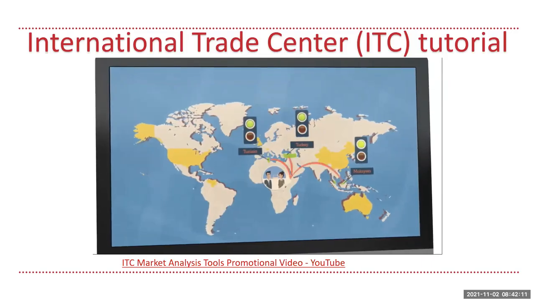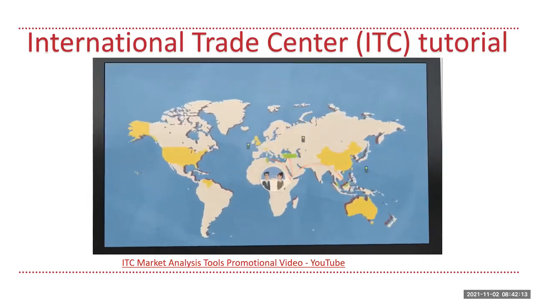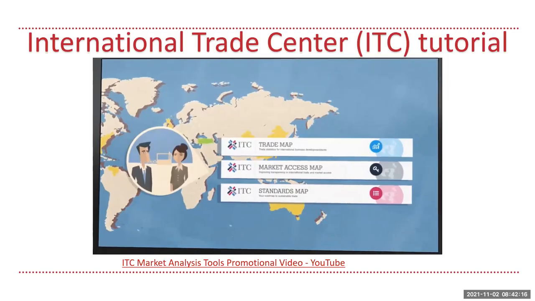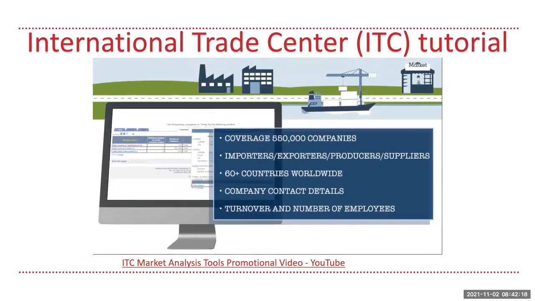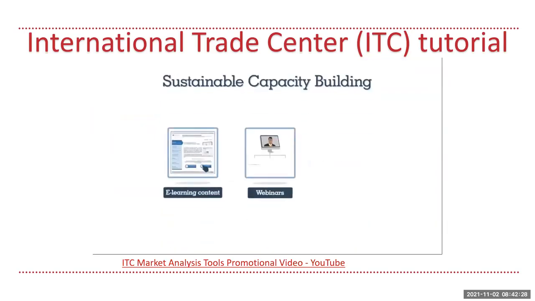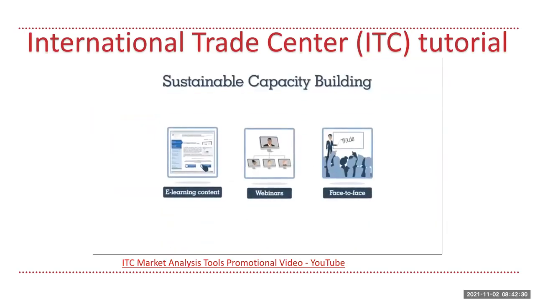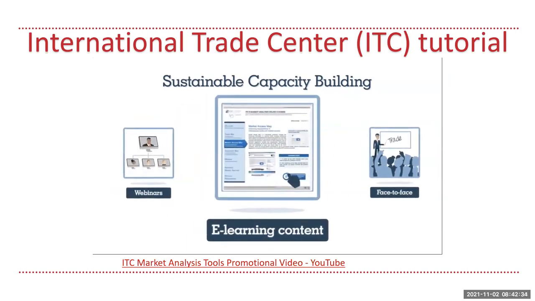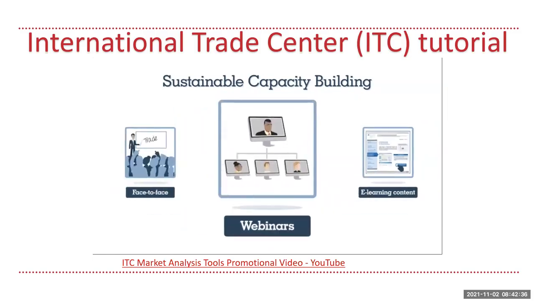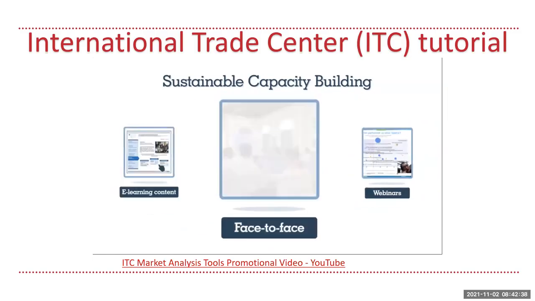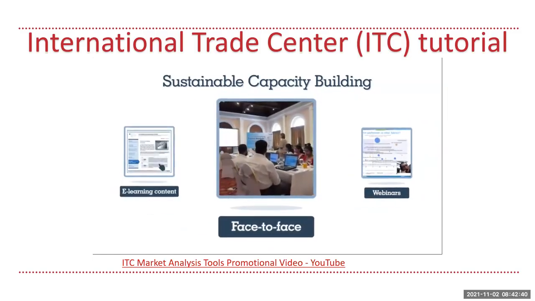With your market identified and researched, ITC tools help you move into action with contact details and company information on over 550,000 importers, distributors, producers, and suppliers in over 60 countries. To help you understand and use ITC tools and other trade information most effectively, ITC has free e-learning content and can also run webinars or deliver face-to-face training workshops on request.